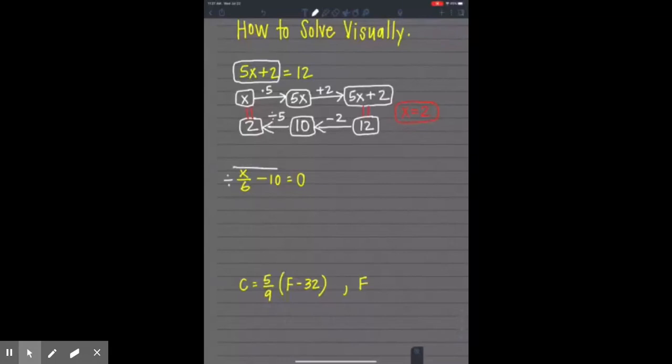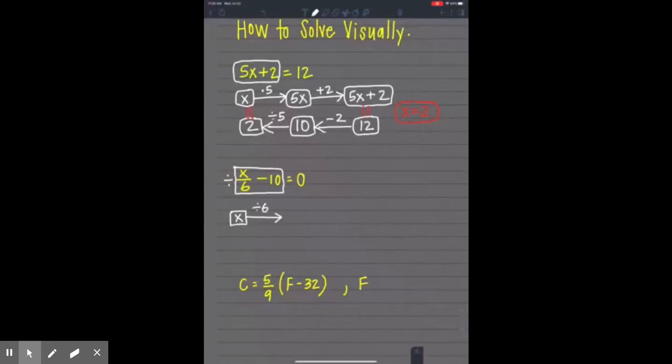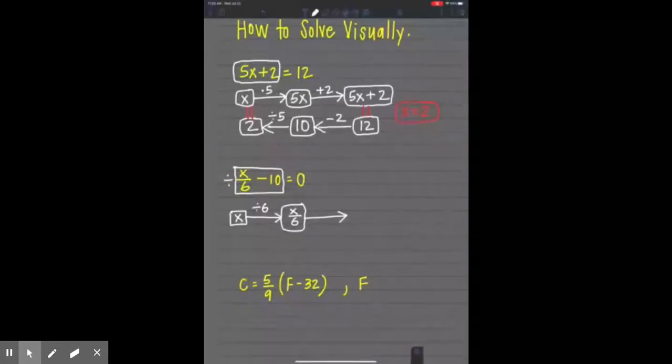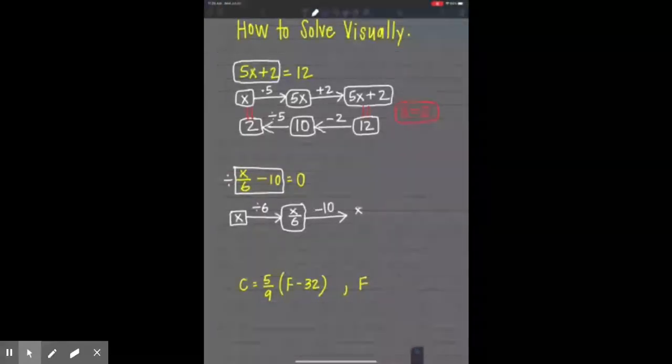Okay, I'm going to box everything that's going on right here, and now we're going to start building this side of the equation. So we're always going to start with x. It's about what are the things that are done to x. So the first thing done to x is divide by 6. So I'm just going to write it just like it was. The second thing that was done to x was minus 10. So now I'm going to rewrite that.